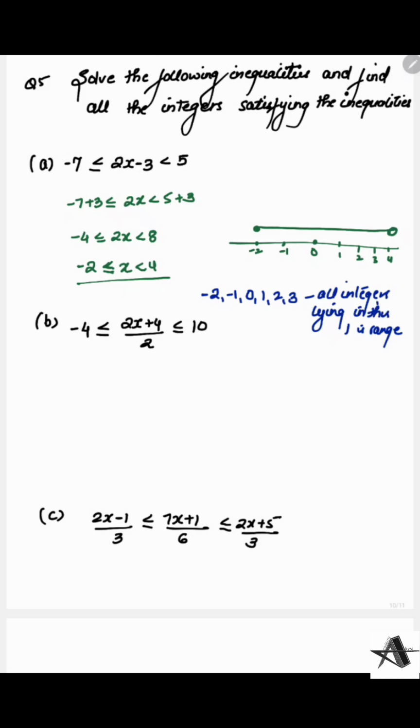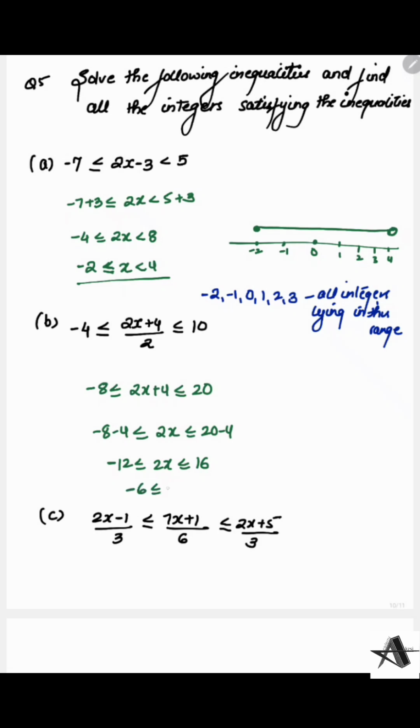Next is negative 4, and here it's 10, and in between it's (2x plus 4) over 2. So I need to multiply all the sides by 2. So it will give me minus 8 less than or equal to 2x plus 4 less than or equal to 20. Now subtract 4 from all the sides. So minus 8 minus 4, 2x, and this is 20 minus 4. This is minus 12 less than or equal to 2x less than or equal to 16. Finally, divide all the sides by 2.